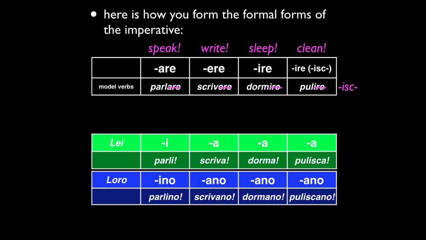And then the Loro form is the plural form if you're talking to a group of people that you want to be formal with, whatever situation that would be, giving a speech to colleagues or something along those lines. But picture a group of people that you don't know, or it could be two people that you don't know that you're requesting that they do something or commanding them to do something. You see here, all you have to do is add no to the end of the Lei endings. So it's really very straightforward.